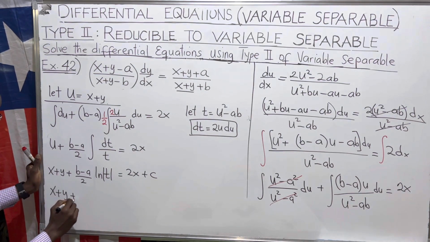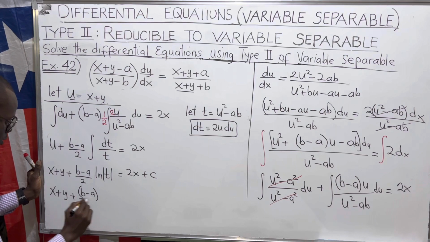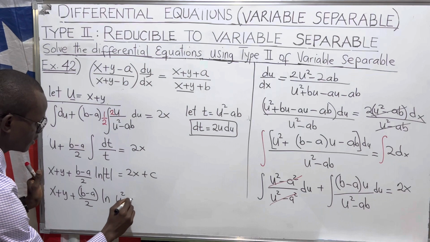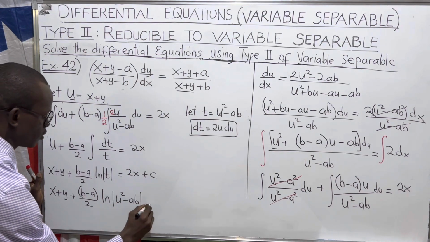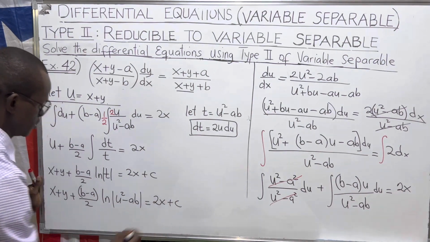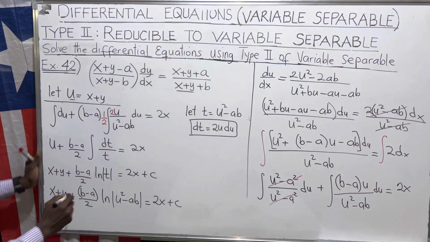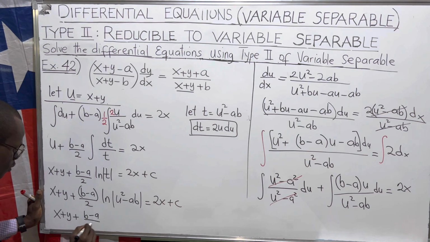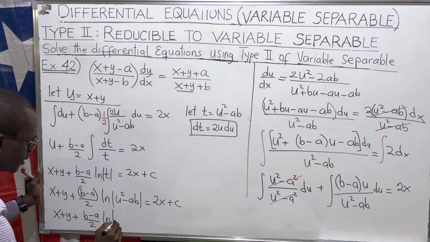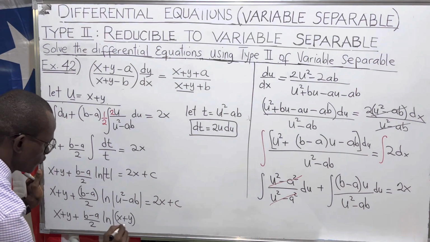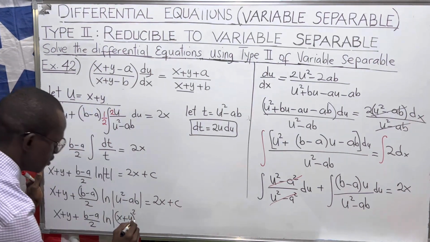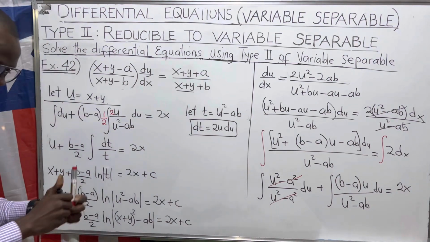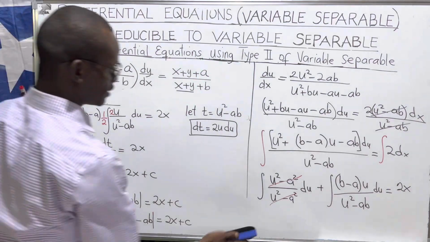So x plus y plus (b minus a) all over 2, the ln of t. t is just u squared minus ab, all equals to 2x plus c. But what is u? So we got x plus y plus (b minus a) all over 2. The ln of u was x plus y from the initial stage, squared, minus ab, all equals to 2x plus c. So we can further simplify it to get our final answer.